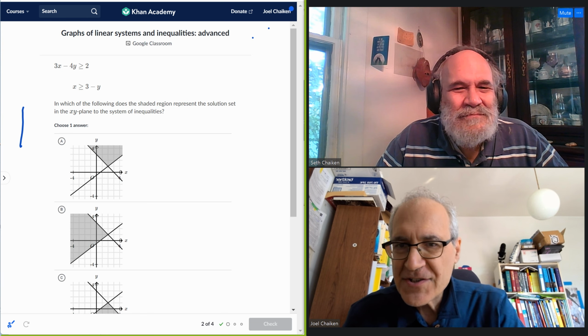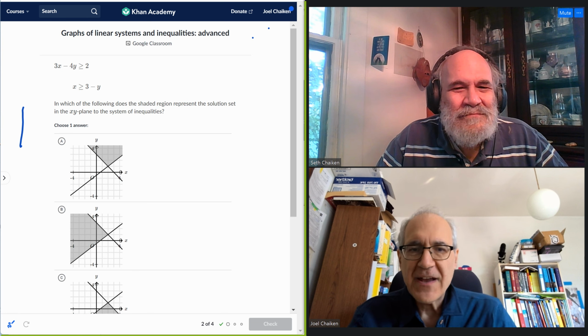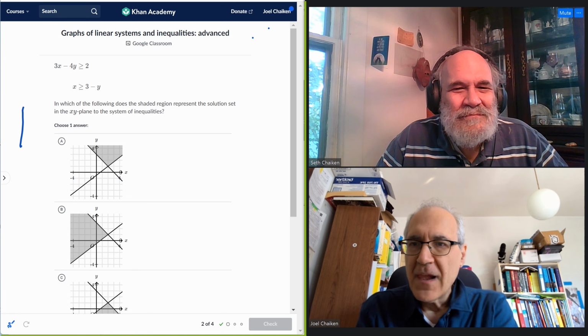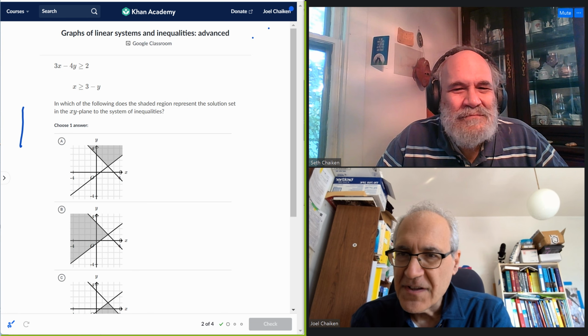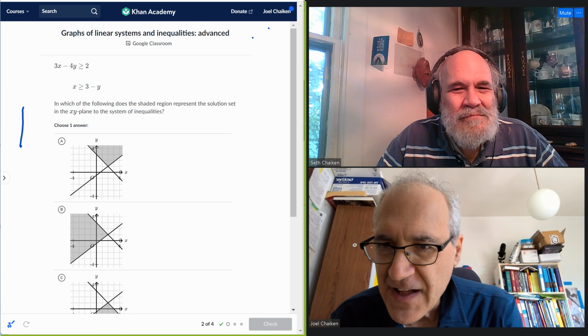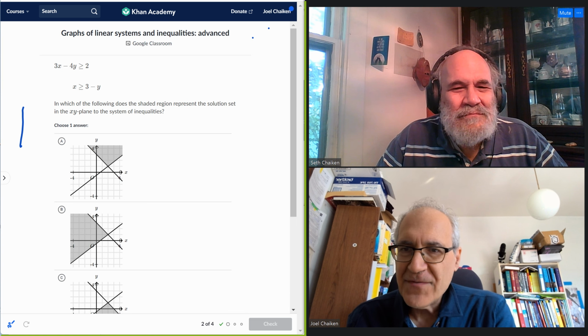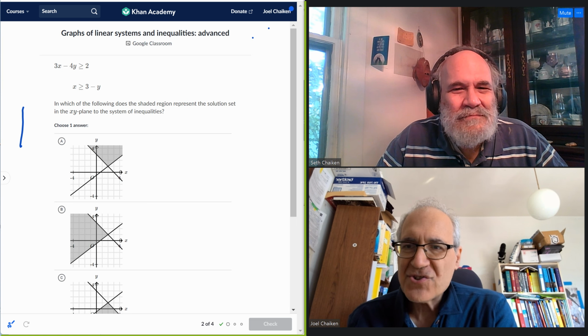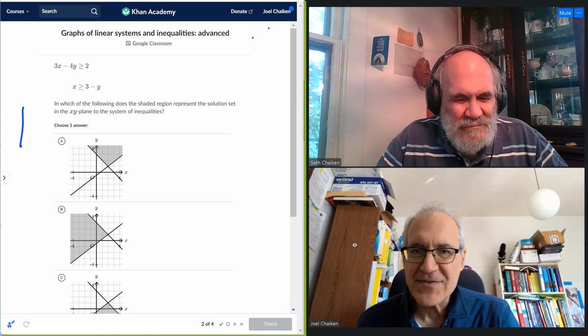Here's the question. Please read it, pause the video, and we will get right into it. Okay, you have two linear inequalities. In which of the following does the shaded region represent the solution set of those?